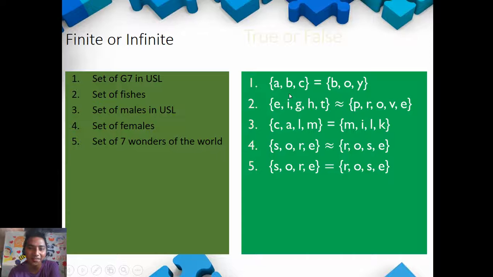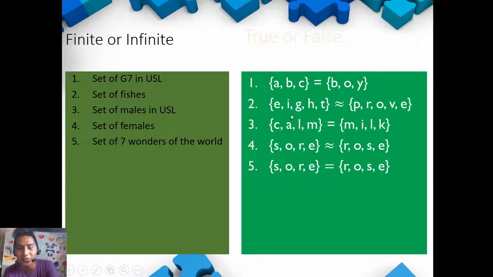So next, set ABC is equal to set BOY. Are they equal set? Is it true or false? That is false. What is the condition for equal set? We have 2. It should have the same number of elements. Did number 1 meet the first condition, the same number of elements? Yes, we have 3 elements here and then we have 3 elements here. But the second condition, it has the same elements. Does number 1 meet that condition? No. So we have different elements.